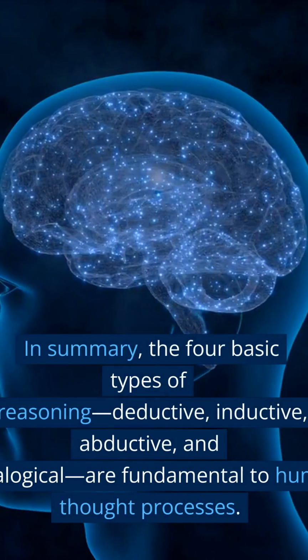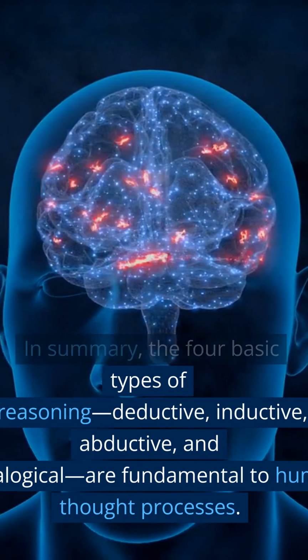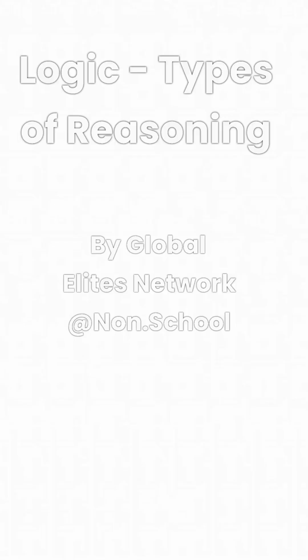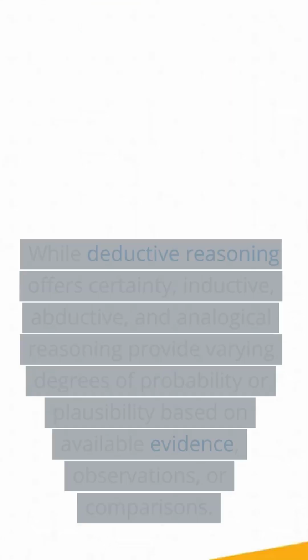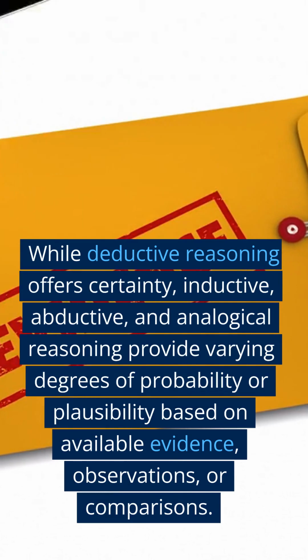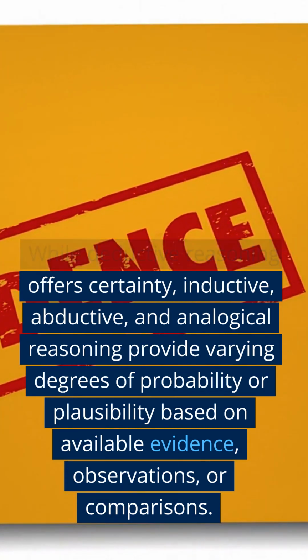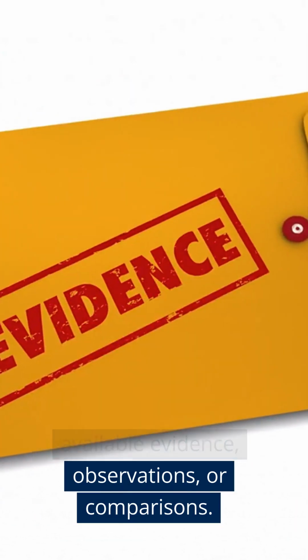In summary, the 4 basic types of reasoning, deductive, inductive, abductive, and analogical, are fundamental to human thought processes. Each type serves different purposes and is used in different contexts. While deductive reasoning offers certainty, inductive, abductive, and analogical reasoning provide varying degrees of probability or plausibility based on available evidence, observations, or comparisons.